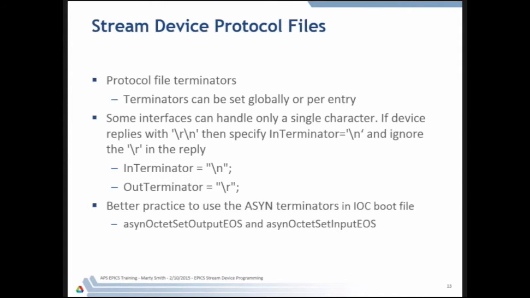So you're going to have terminators for all of your string communications. This depends on what the device uses. Some devices use 2 terminators, some use 1. In this case, if you got a carriage return and line feed, then you'd want to specify as the in terminator the line feed character, and you just ignore the carriage return. So in the protocol file, it would look like this.